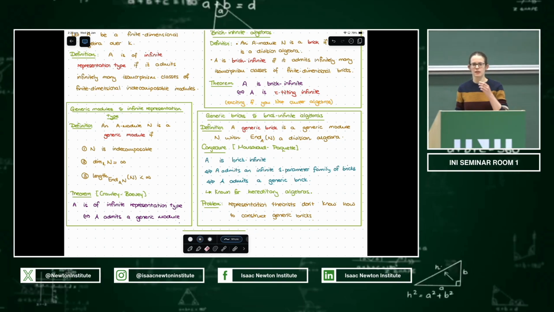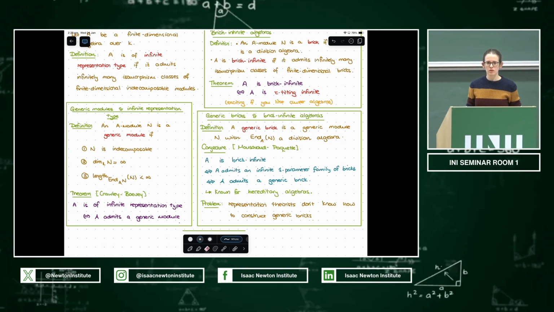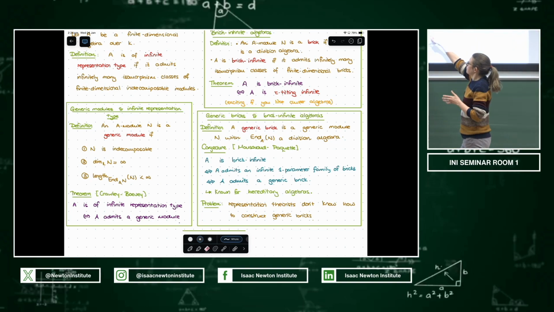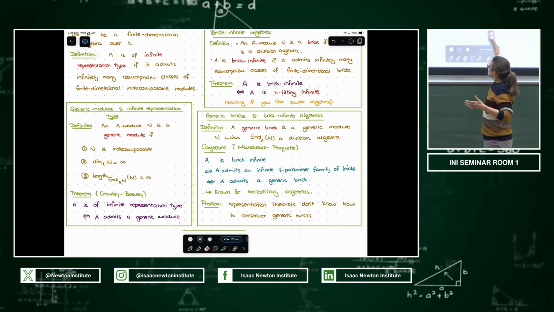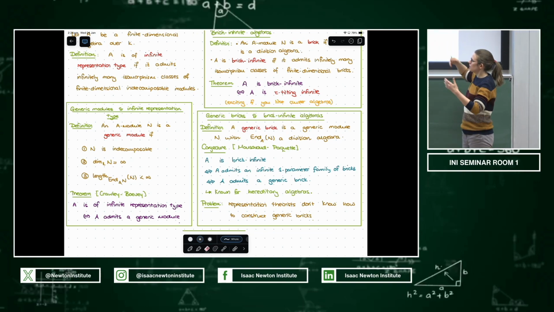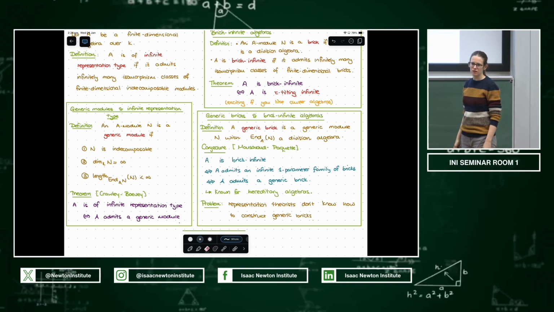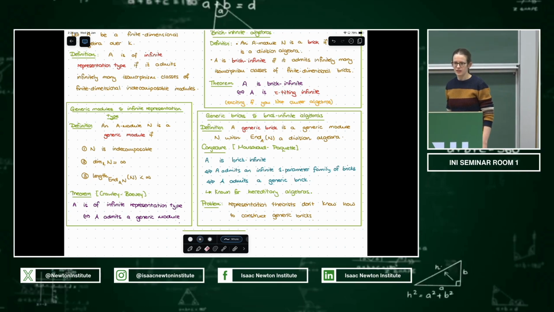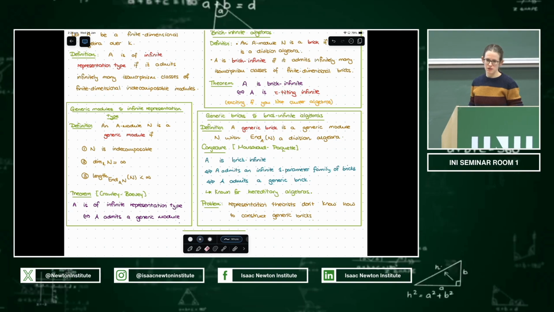Yes? Can you explain the terminology generic? Right, this was just their definition. But it seems like it's related to a generic point of the moduli space. This is not the way Charles thinks about it, but it's probably not a coincidence, though they use it in this very algebraic way. Any other questions?